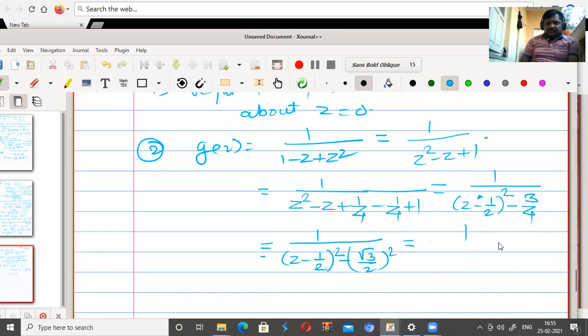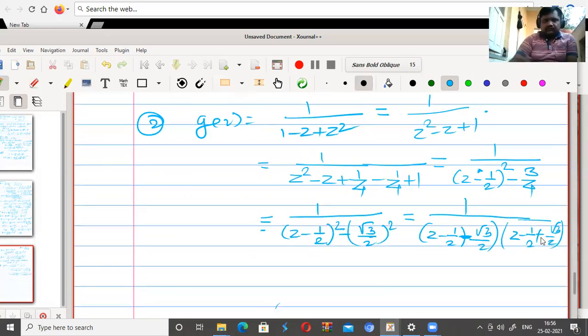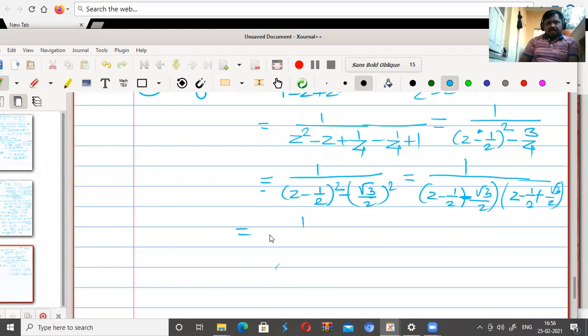And now this becomes 1 upon (z minus 1 by 2 minus root 3 by 2) into second bracket (z minus 1 by 2 plus root 3 by 2), which is equal to 1 upon (z minus 1 plus root 3 upon 2) into second bracket (z minus 1 minus root 3 upon 2).